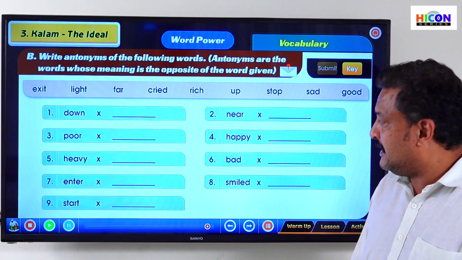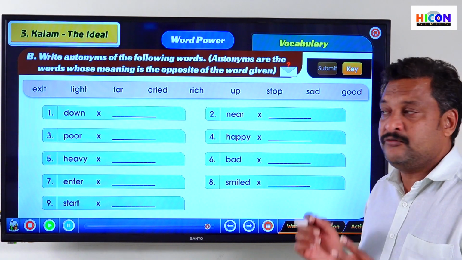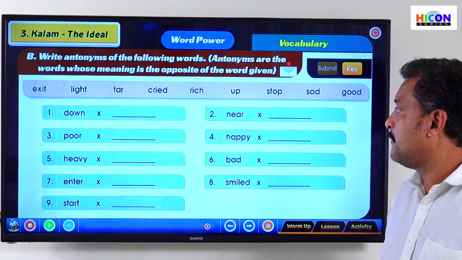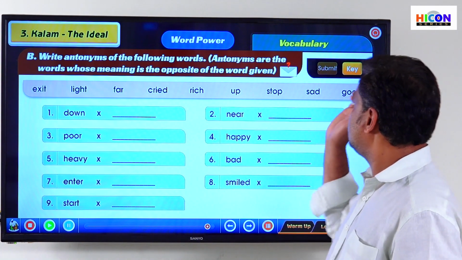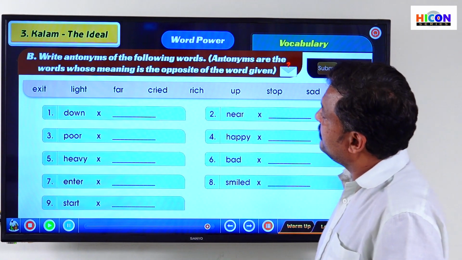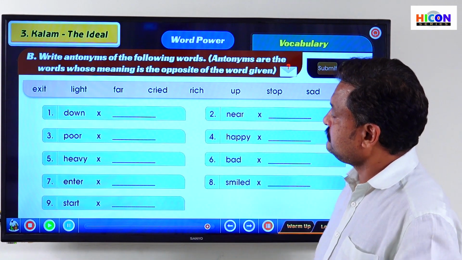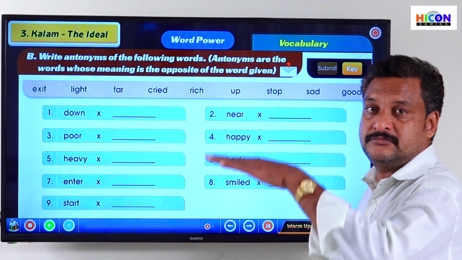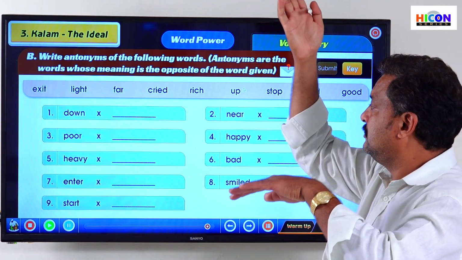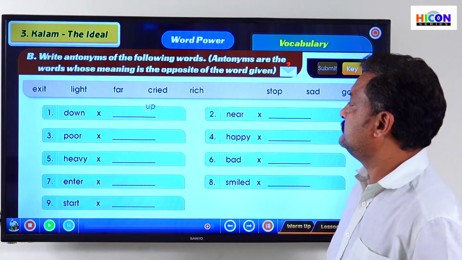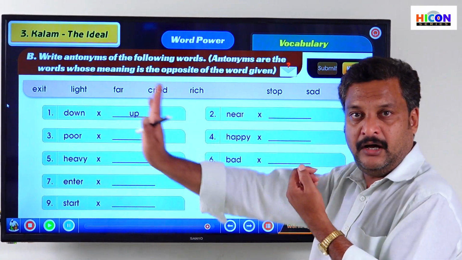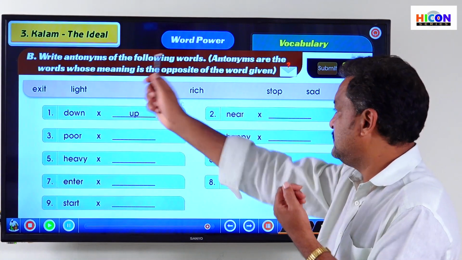So we have 9 words given there. We need to find the antonyms for these 9 words. That is a task, right? Yeah, we have a box there so that it's easier for us to select. Good. Down, down, up, isn't it? Down, up. So we have up here. Near, near, far, is it? Yes, far is there.